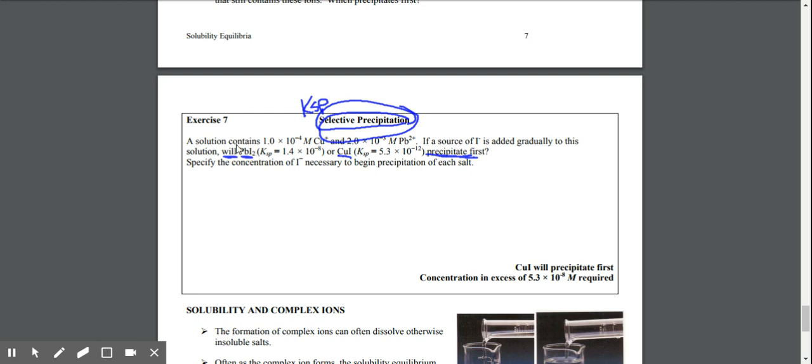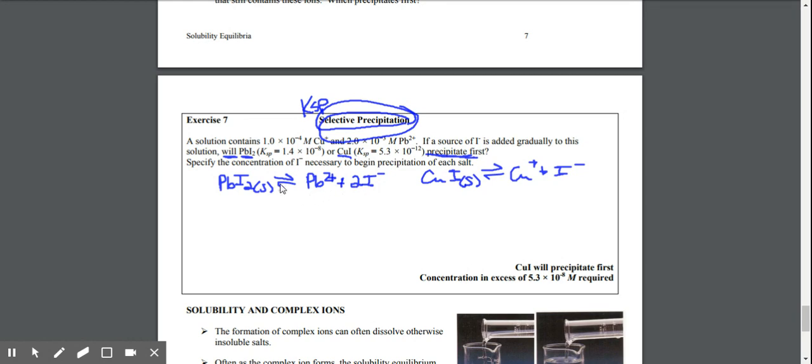First, I'm going to write my reaction for both of these things. Starting with PbI2, we have PbI2 solid breaking into its ions, so it's going to be Pb2+ plus 2I minus. So that's my reaction for this one. Now let's write the reaction for CuI. We have CuI solid breaking into its ions, which would be Cu+ plus I minus.